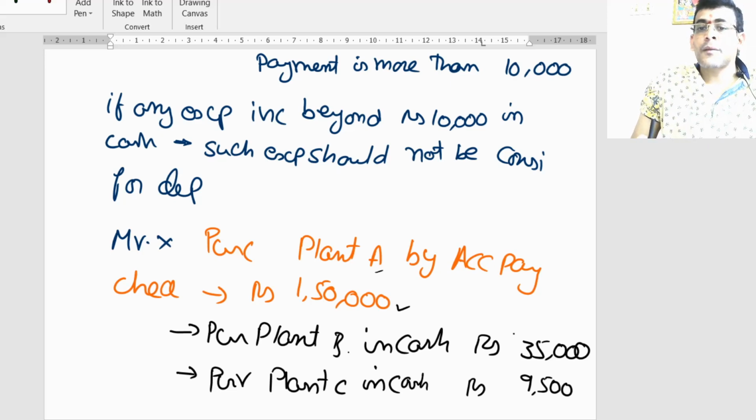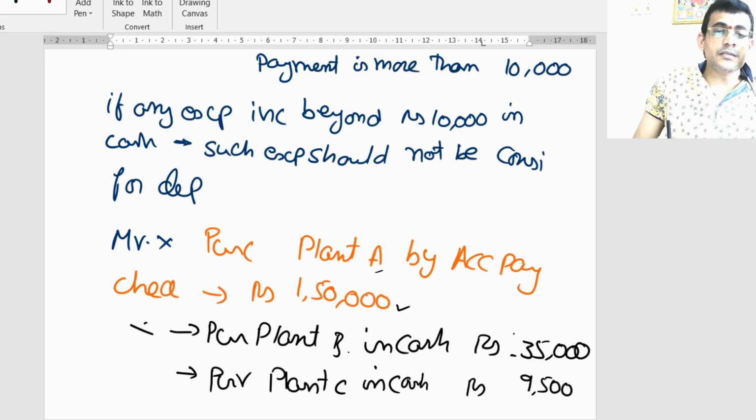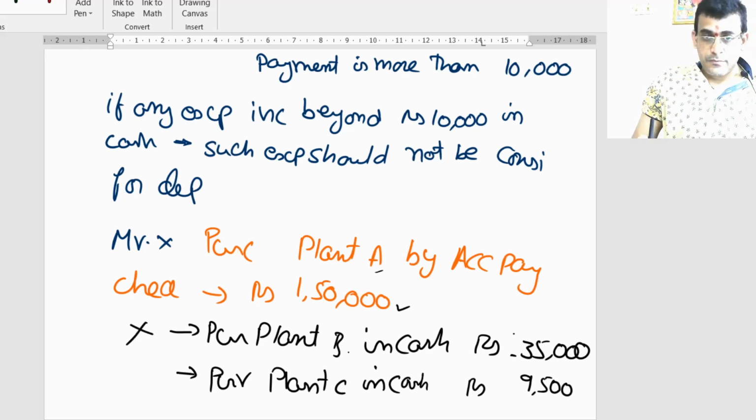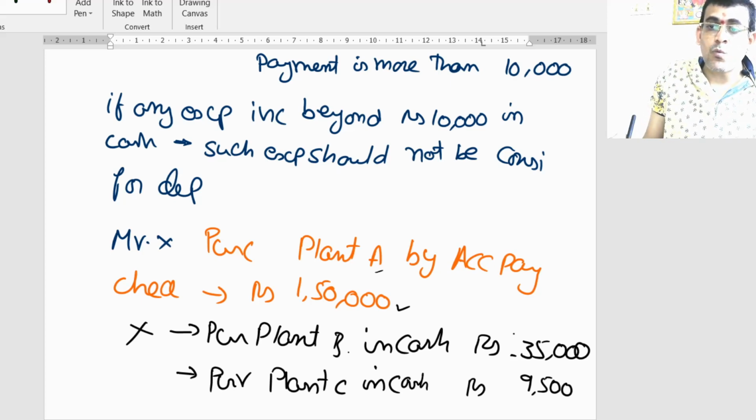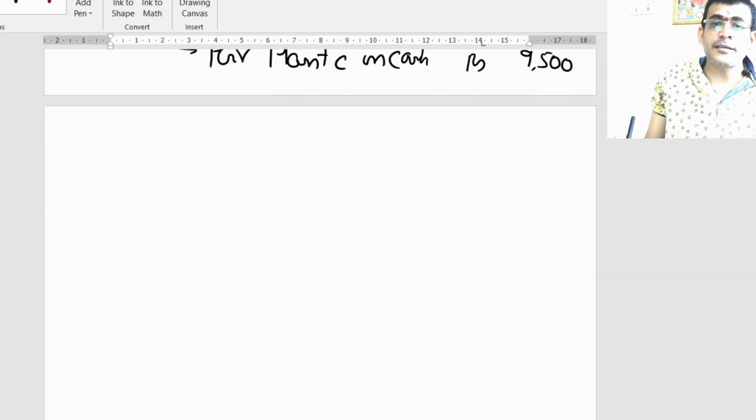But if you observe, plant B was beyond 10,000. So I won't consider this 35,000 for determination of my depreciation. The said provision will not apply if the total expense is not more than 10,000. So ultimately plant C does not exceed 10,000, and I can take depreciation on that. I cannot take depreciation only when the payment exceeds 10,000. So in this case, let us see on what value I can take the depreciation.